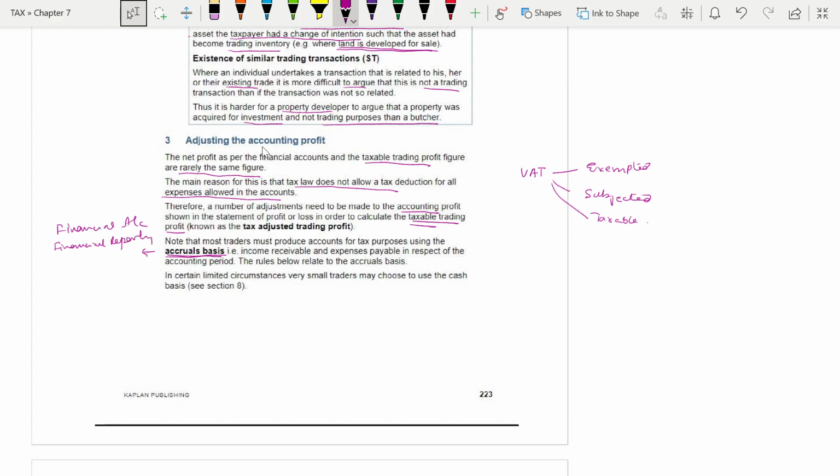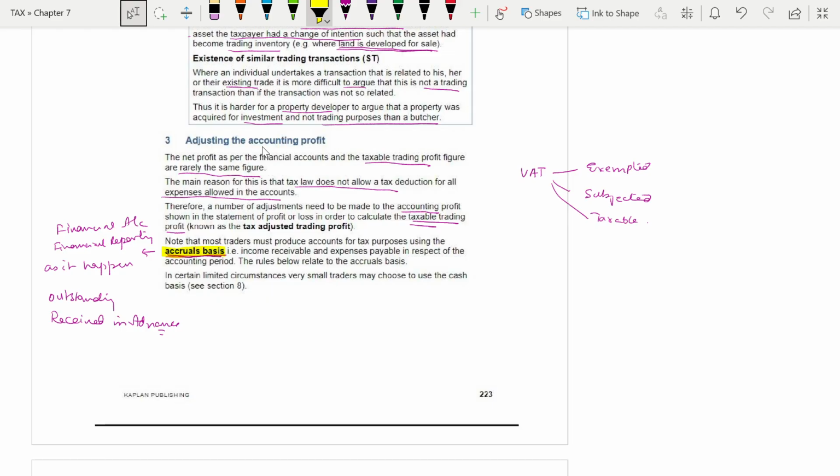Accrual is as it happens. If your sale is happening this month, you have to pay tax for this month. Whether something is outstanding and not paid, or received in advance, accrual means as it happens. Remember this, you are an ACCA graduate, very important: income receivable and expenses payable in respect of the accounting period.